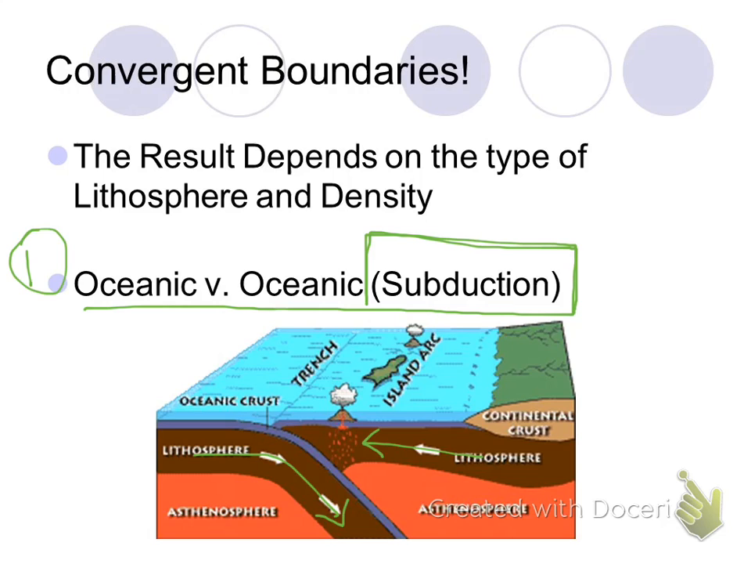Okay, I heard Trevor say trench. That's one thing you're going to write in your notes. Creates trenches. What else do you see up there? I see a volcano. I do too. And an island. Those 3 things creates in your notes. Okay, for number 1. Oceanic versus oceanic. Then you've got creates trenches, islands, volcanoes.